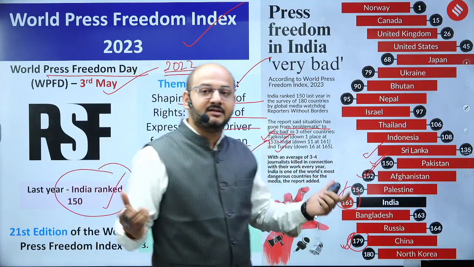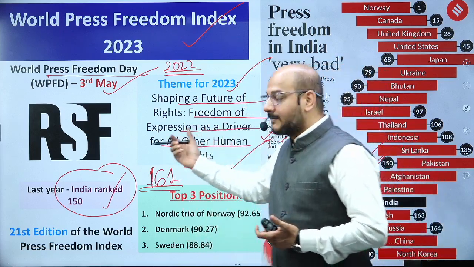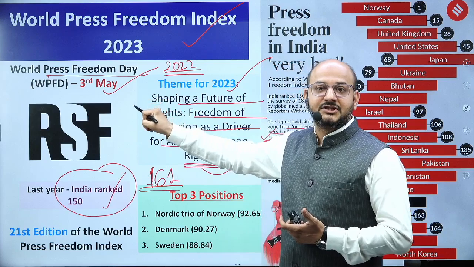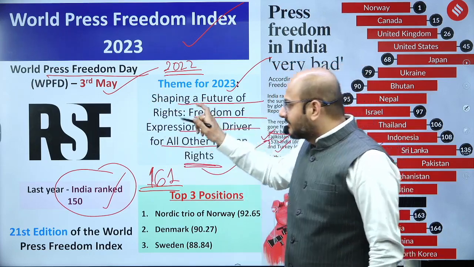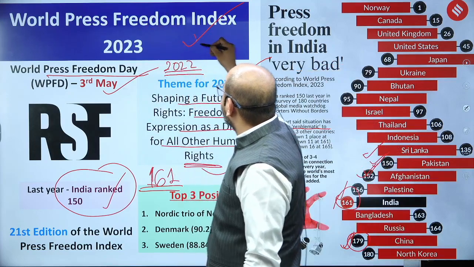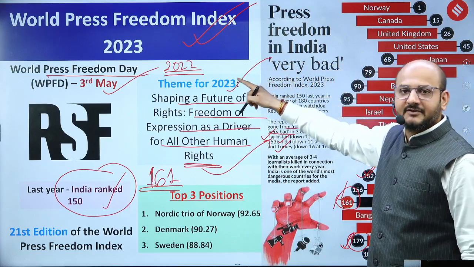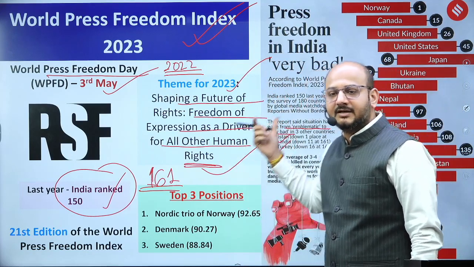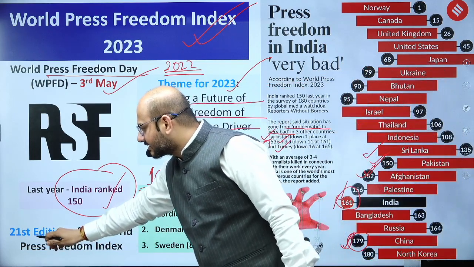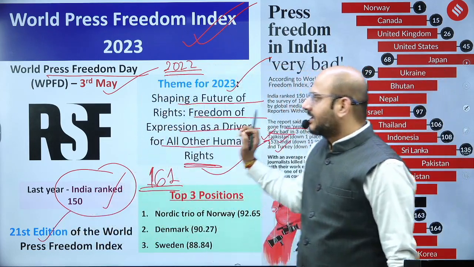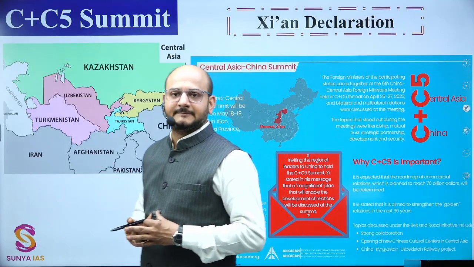Like you have seen in the electoral bond, so many cases had been there, and right now the judiciary has upheld the decision against the electoral bonds. So you will find freedom of expression is very important for a flourishing democracy. World Press Freedom Index 2023, India's present ranking in comparison to its neighborhood, we must understand. And this had been the 21st edition. Theme we know. Next topic is the C plus C5 summit.